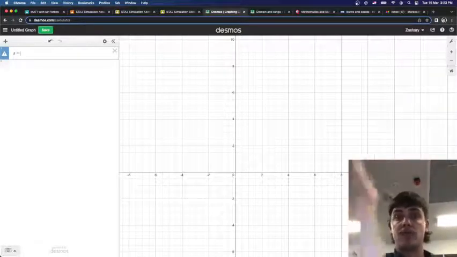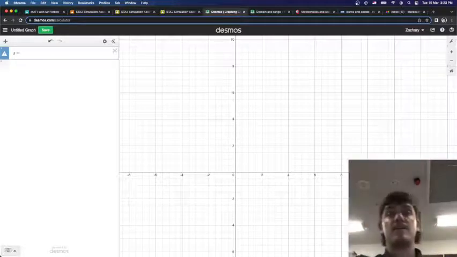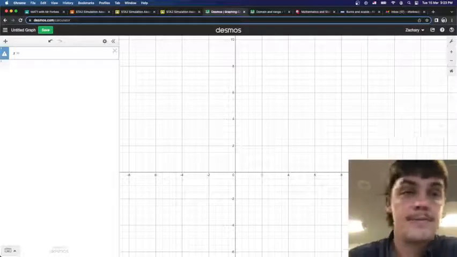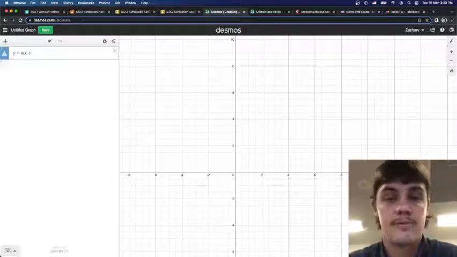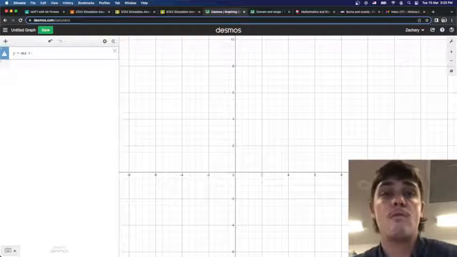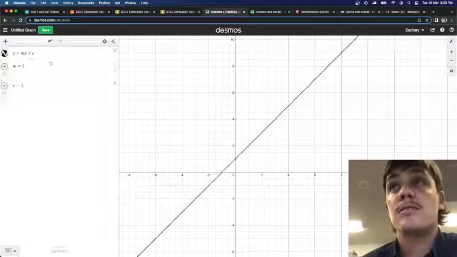If you want to do a vertical line, you're just going to do x equals, and wherever it is that you want to have that line. Then you get into linear graphs that are diagonal. So the formula is generally y equals mx plus c.